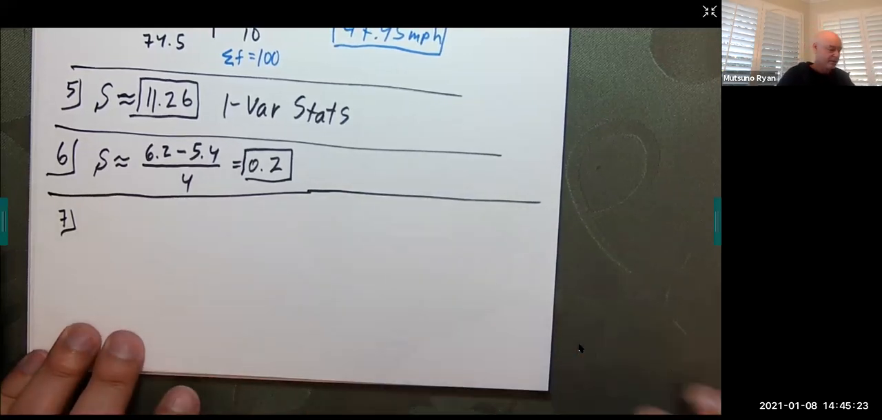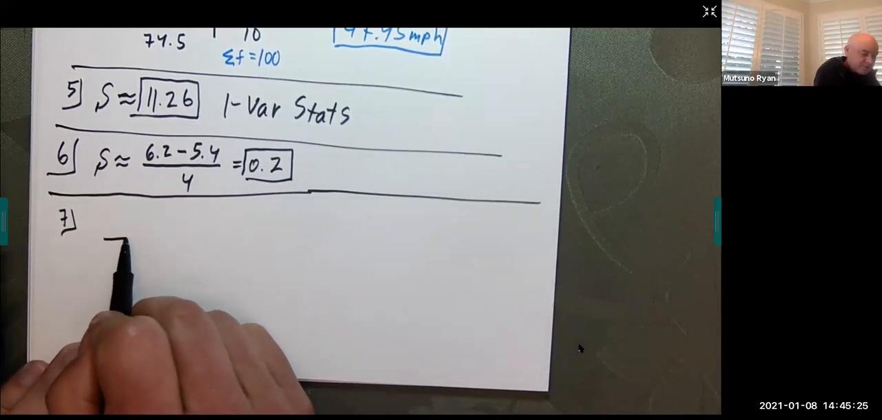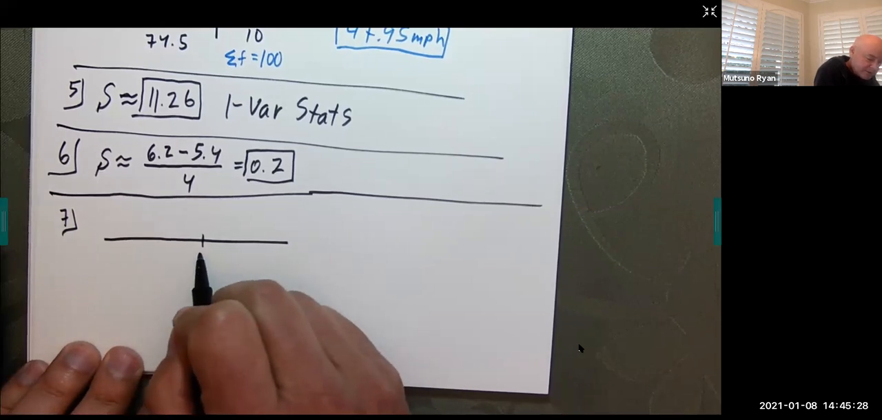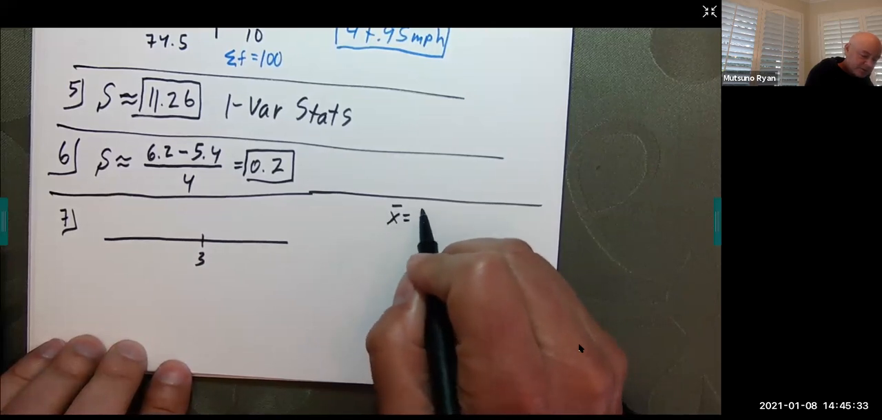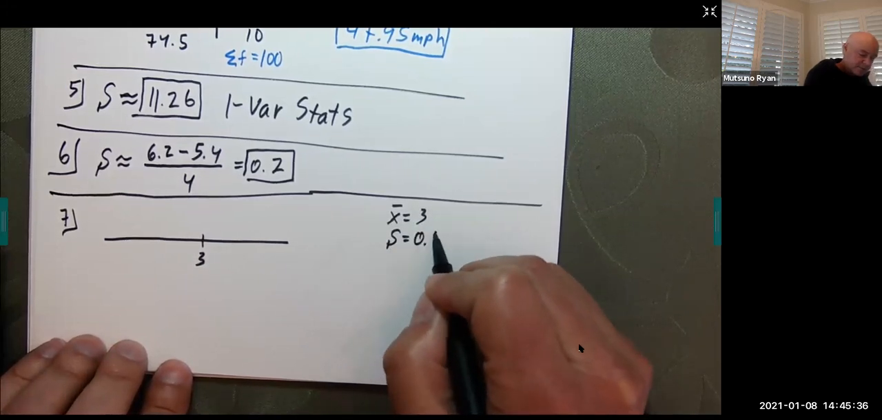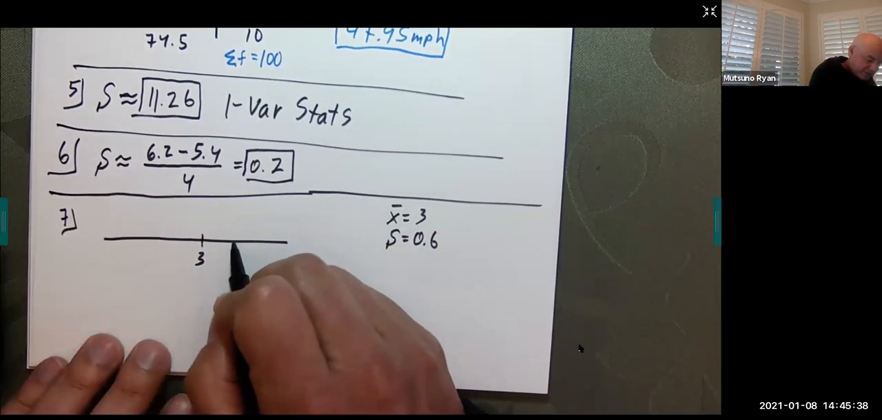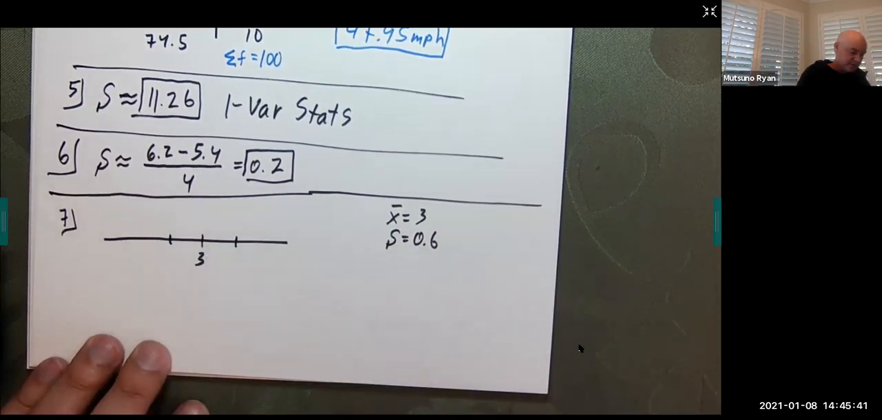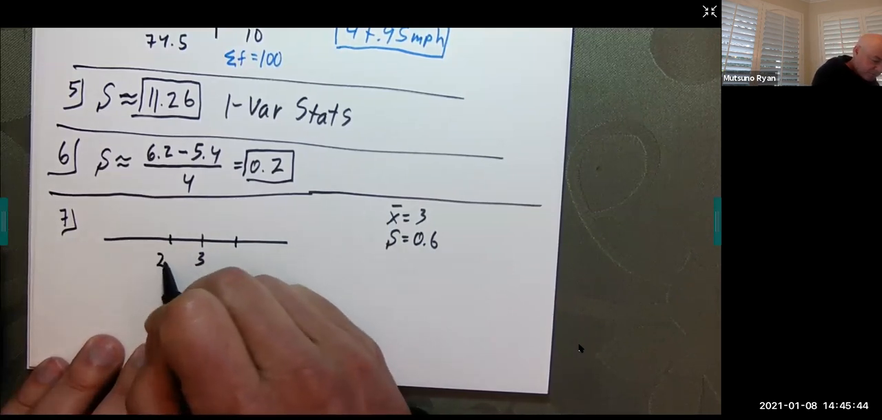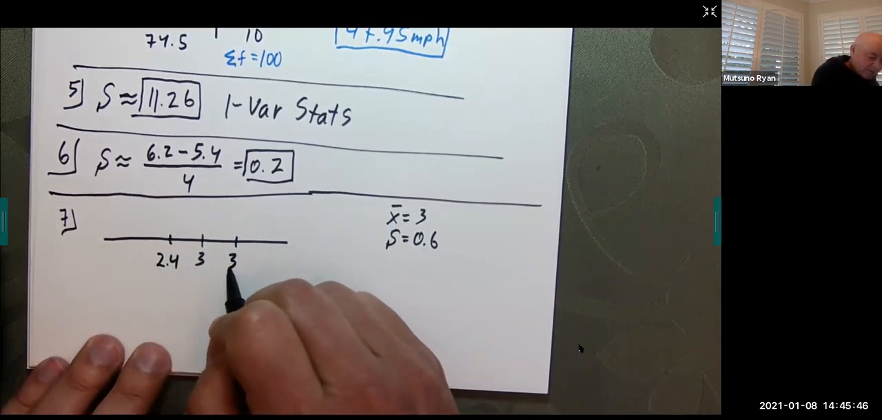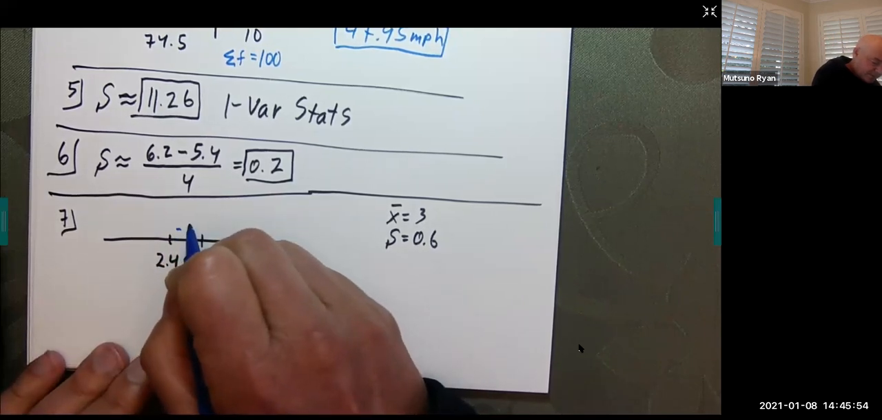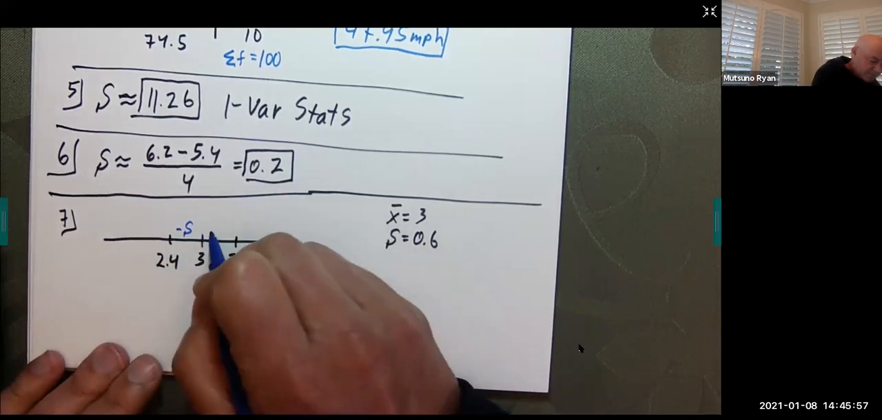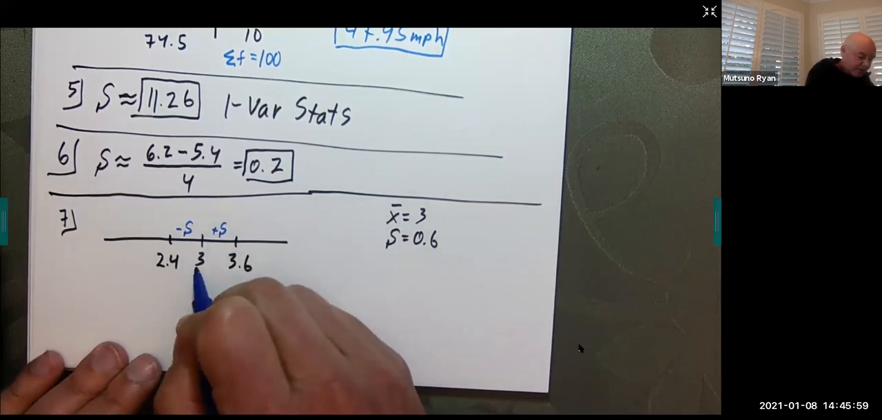Number 7 here. And I'm just going to draw a little deal here. They said the mean is 3 and the standard deviation is 0.6. So if I want to go 1 standard deviation away in both directions, then this is going to be 2.4 and this is going to be 3.6. And you can see in the problem, that's how far they want us to go. So this is minus a standard deviation, and this is plus a standard deviation from the mean being 3.